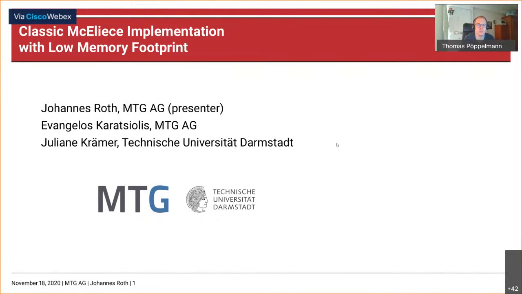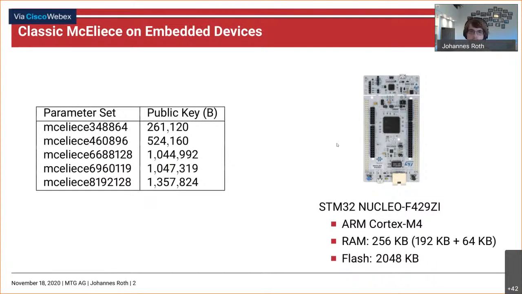My name is Johannes. I'm going to quickly do the pitch for my paper, Classic McEliece Implementation with Low Memory Footprint. When you talk about Classic McEliece and embedded devices, usually it ends when you look at the public key size, because it's just too big. For the shown parameter sets, it's around 1/4 megabyte to over a megabyte. For our work, we use the shown Nucleo board. It has 256 kilobytes of RAM.